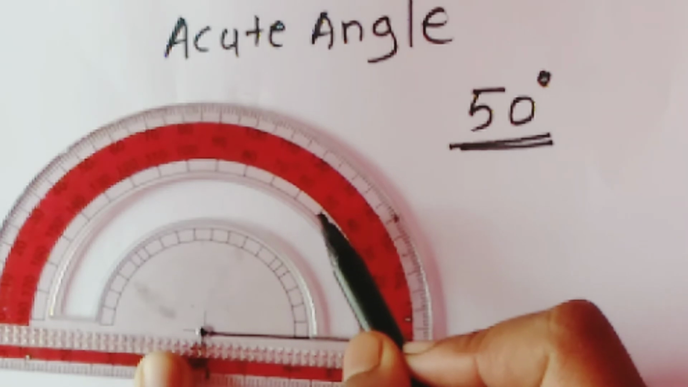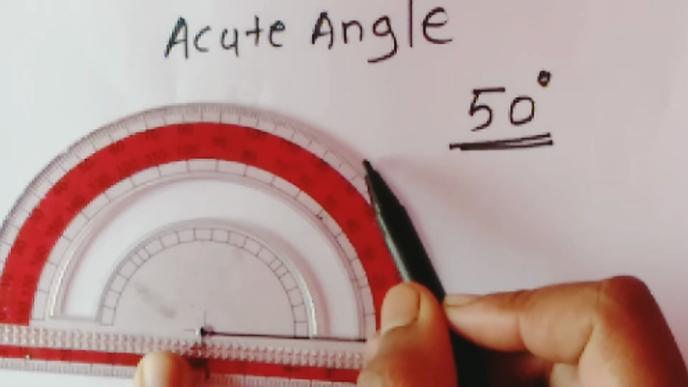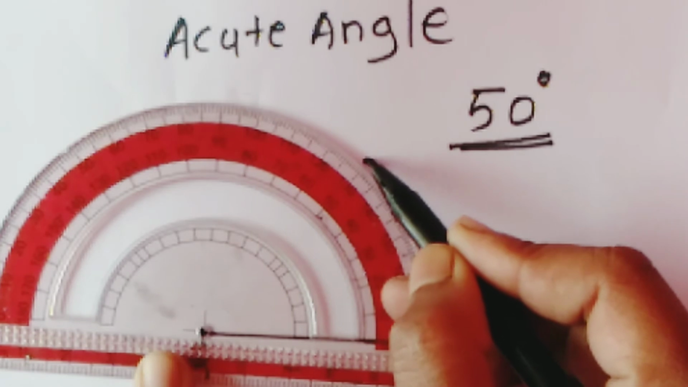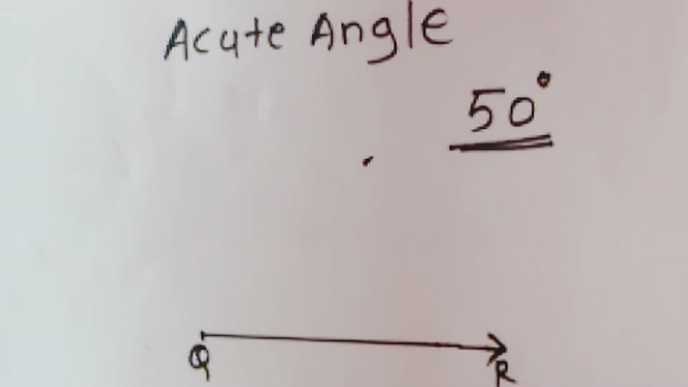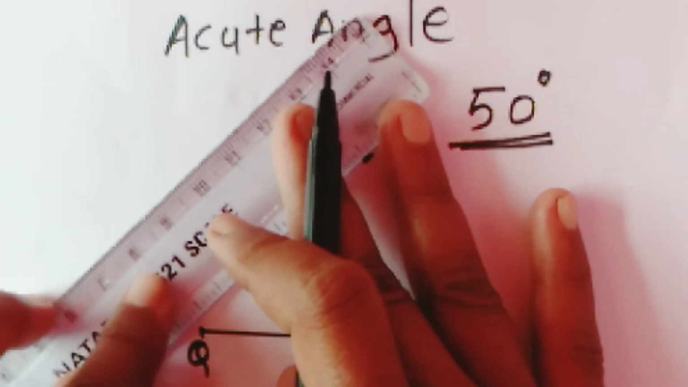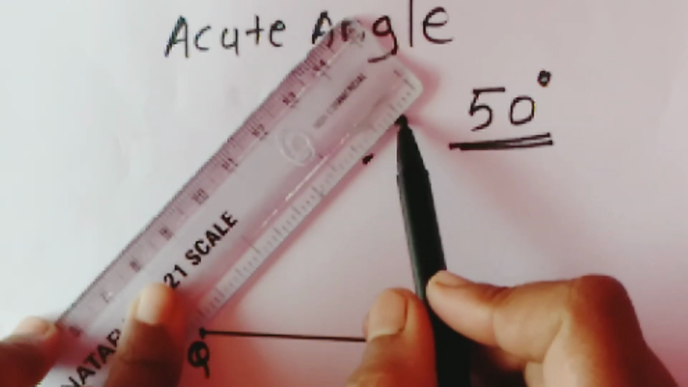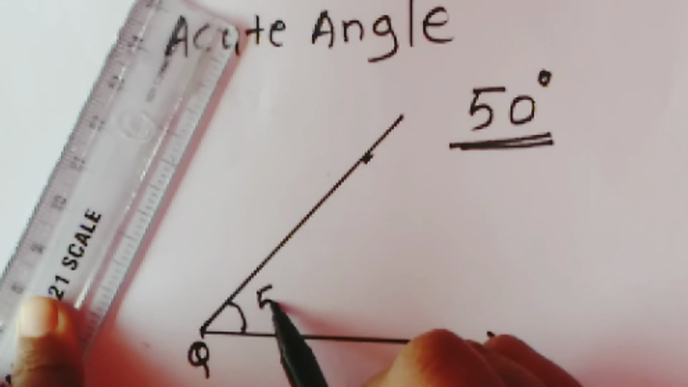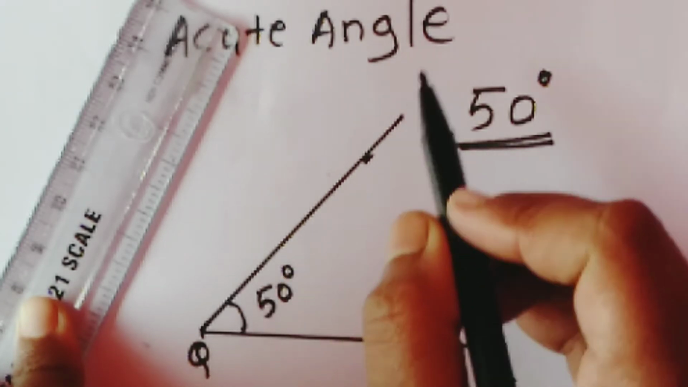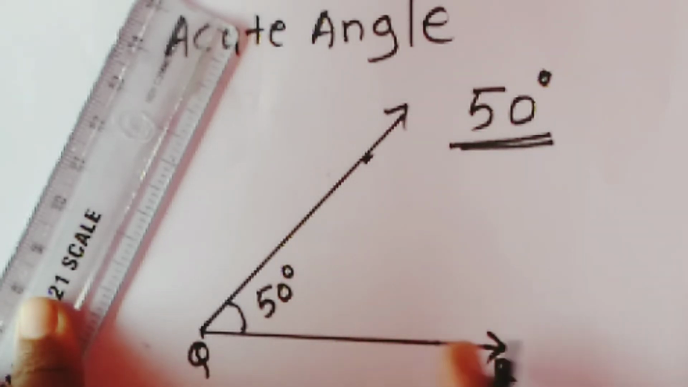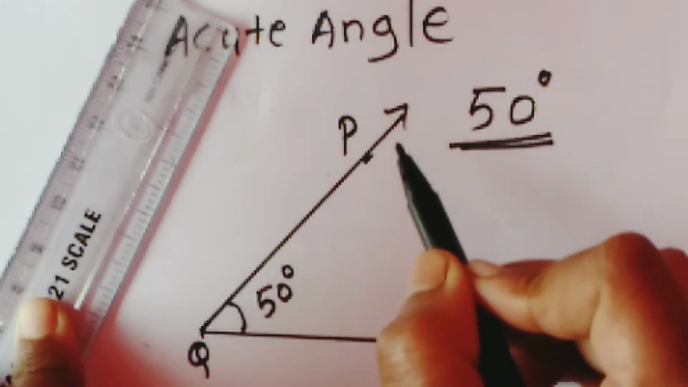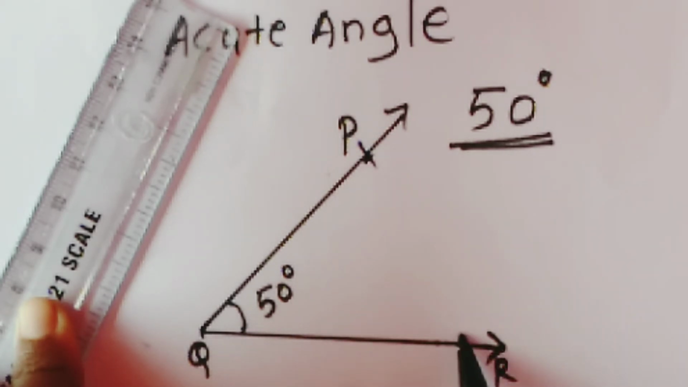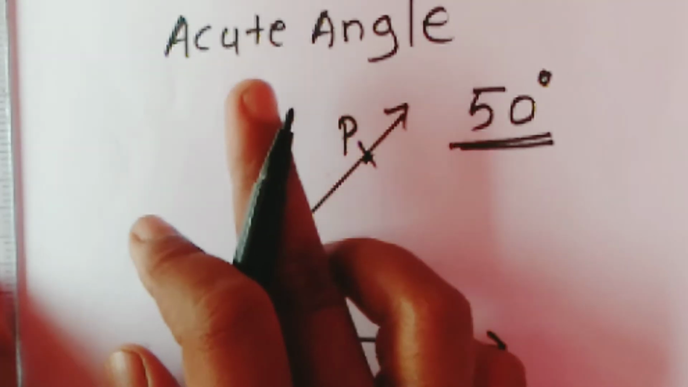So here is my 50 degree, and here give one small dot, and join these 2 points like this. And this is your angle, that measurement is 50 degree. Give this Q, R, and here is point P, meaning angle PQR. This is your acute angle.